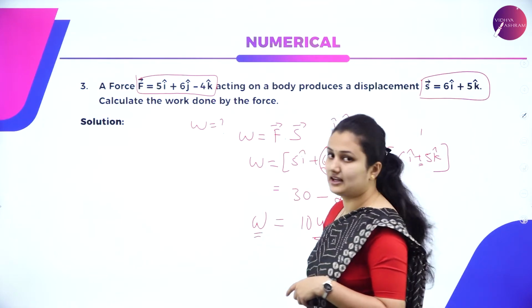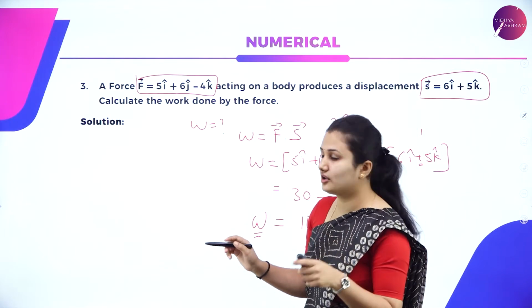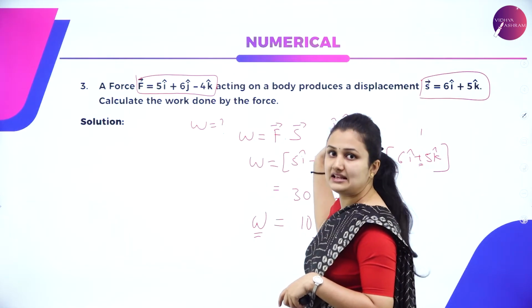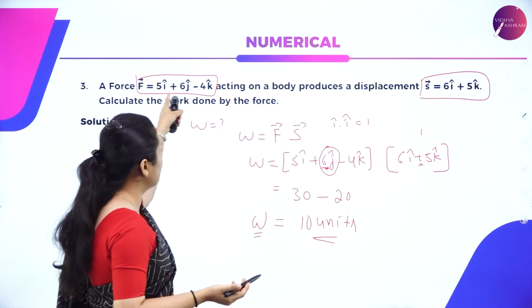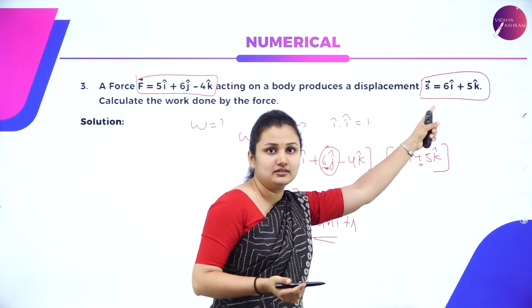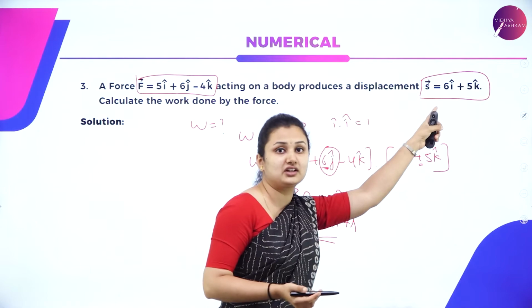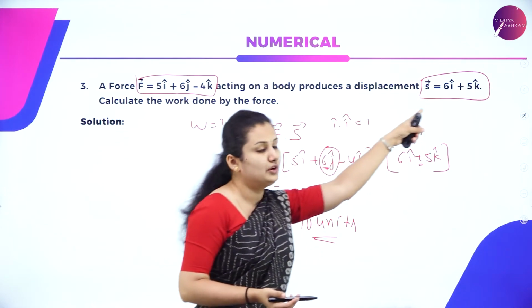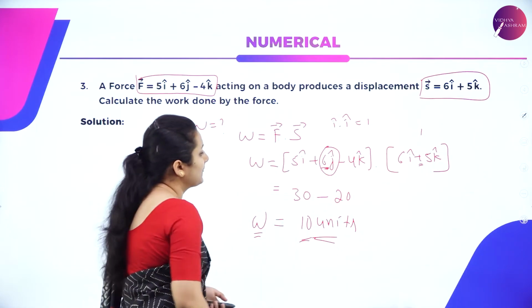This is how we calculate work done when we have scalar product or dot product in terms of unit vectors. F is given, S is given, work done formula directly I am applying it. So for 5i, I have 6i in displacement. I have 6j in force, but I don't have j term in displacement, so it is 0. I have 4k, I have 5k in displacement. So on simplification, you will get it as 10 units.